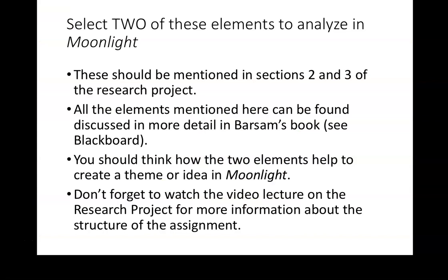So finally, as you move forward with the research project, you should select 2 of these elements to analyze in the film Moonlight. These should be mentioned in sections 2 and 3 of your research project paper. Every element that I described here can be found discussed in more detail in Barsam's book, Looking at Movies, that you can see on Blackboard. As you go, think about how 2 of these elements help to create a theme about the film Moonlight. And don't forget to watch the video lecture on the research projects and cinematography for more information to help you write the assignment.